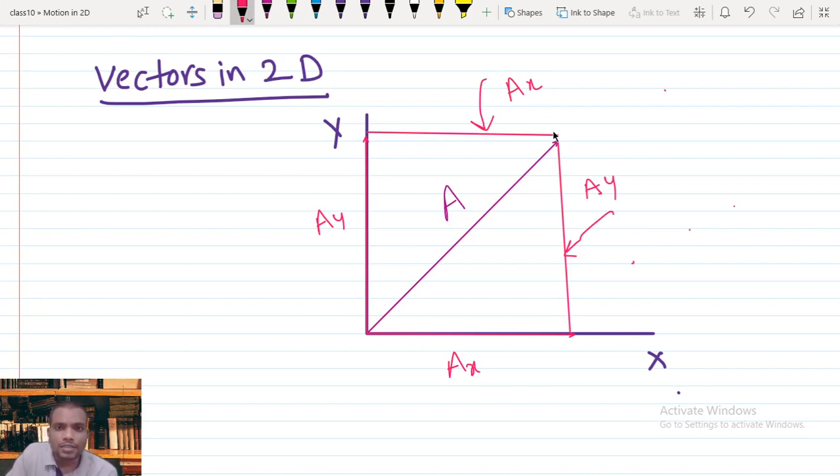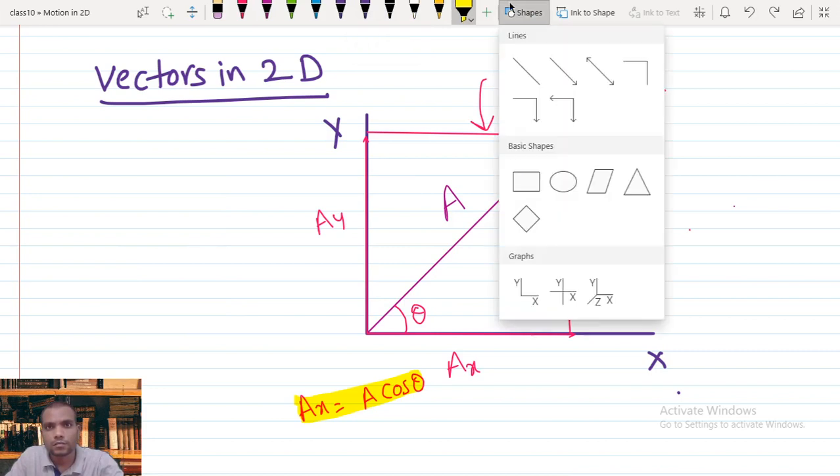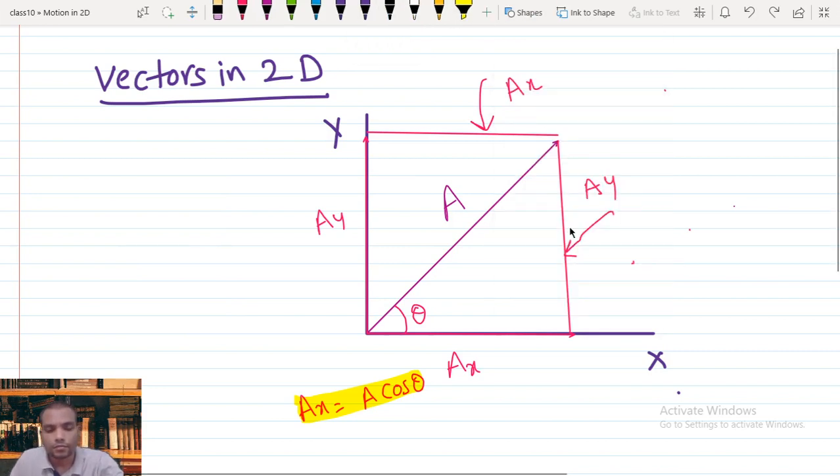And if A is a vector, what is the component AX? AX equals A cos theta, if theta is the angle here. Always remember where the theta is, that side becomes the horizontal component. Now what about the expression for the vertical component AY? AY equals A sin theta.